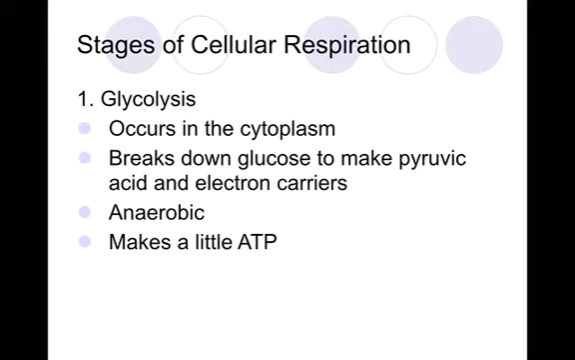So what are the stages of cellular respiration? The first stage is what we call glycolysis. In glycolysis, no oxygen is needed, thus we call it anaerobic. It only makes a little bit of ATP. It occurs in the cytoplasm, and what it does is it takes the glucose and it breaks it down into pyruvic acid and electron carriers, which will be important later.